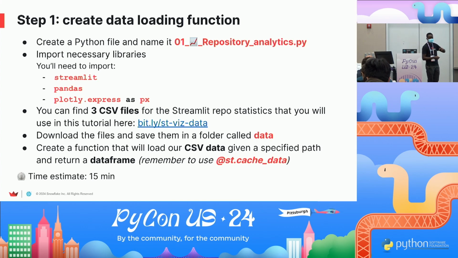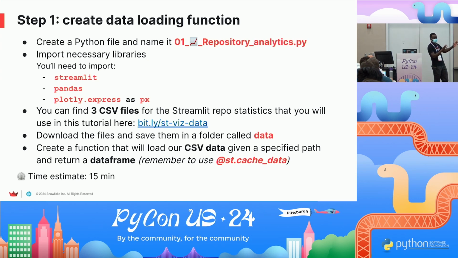There are 3 CSV files in the repo that we shared. If you don't have the link to the repo, just enter this bit.ly link, st_vis data. We have 3 CSV files in there, and one of them is for contributors data. Another one is for commit activity, and I believe the other one is for commit activity as well. Those are the files that you will need. Once you've downloaded those files, save them in a folder in your root directory. You can name it whatever you want, but in this case, we named it data. So maybe for consistency, just name it data, and put all those CSV files in that data folder.